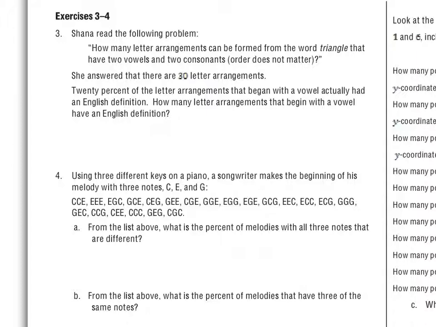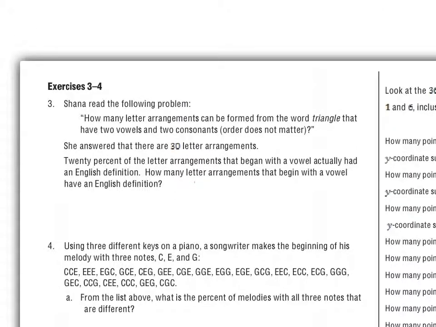All right, so we're looking at this. Q is equal to percent times whole. We're told the whole number is 30 arrangements, and that 20% or 0.2 meet the criteria. And so our quantity would be 0.2 times 30, which is exactly 6. So there would be 6 of those words that have definitions.